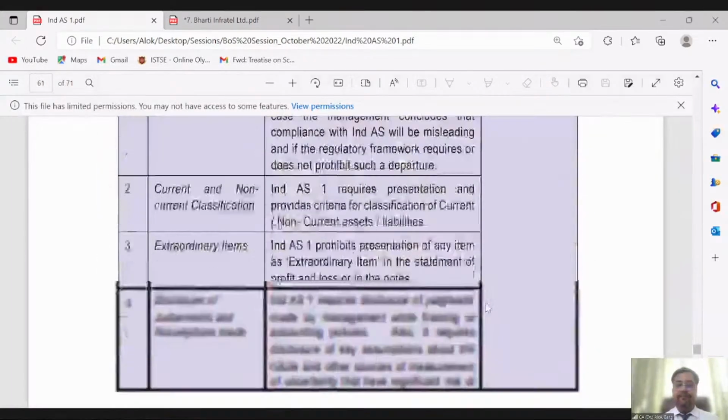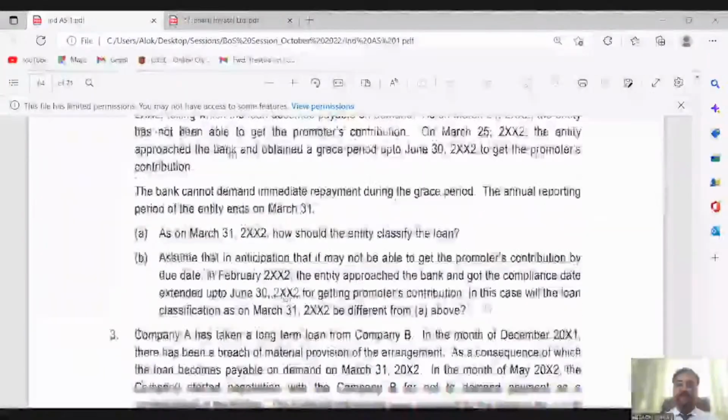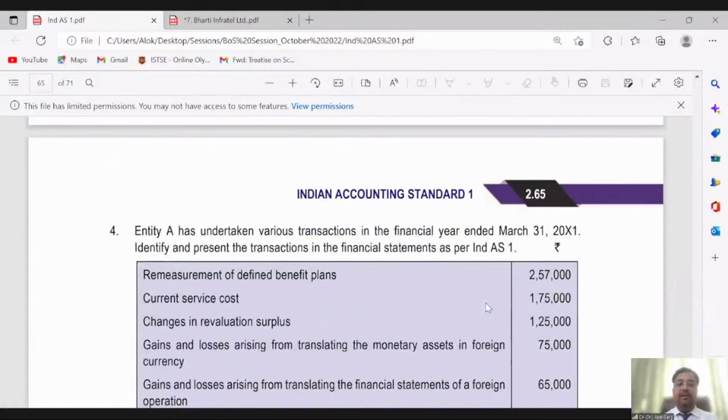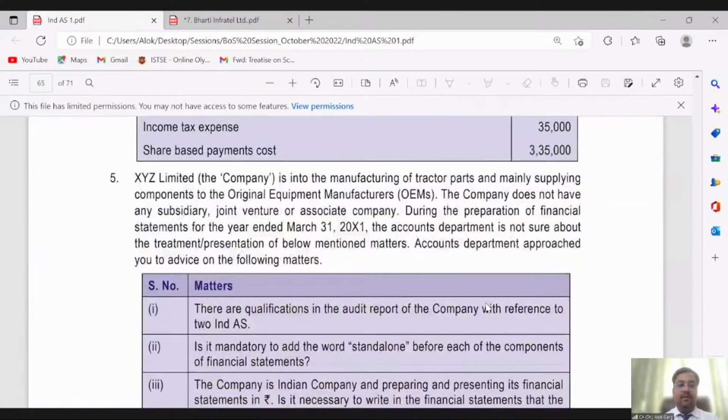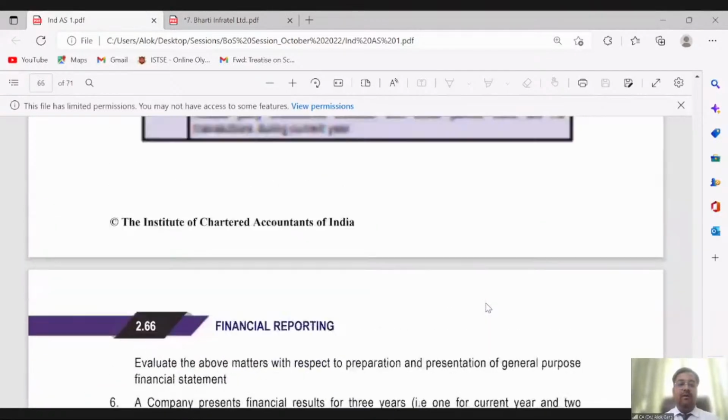Srishti, is it clear? Is it clear, guys? Question number 3 we have discussed. Yeah, let's discuss question number 5.